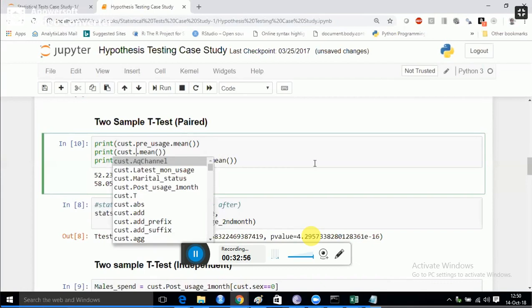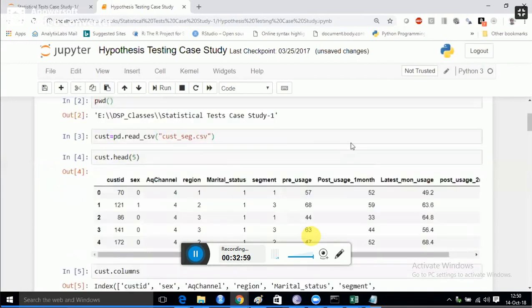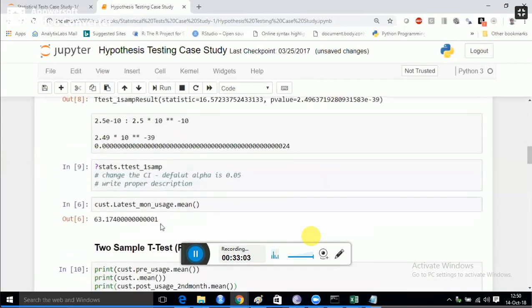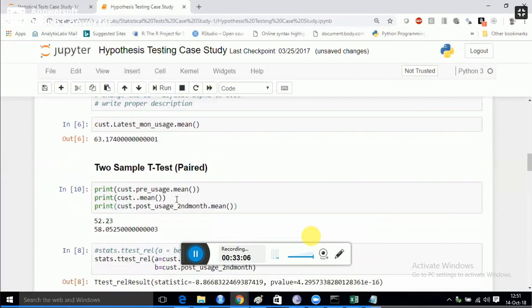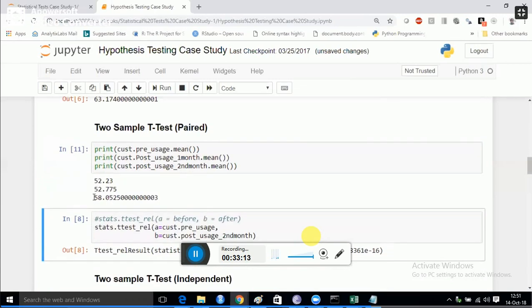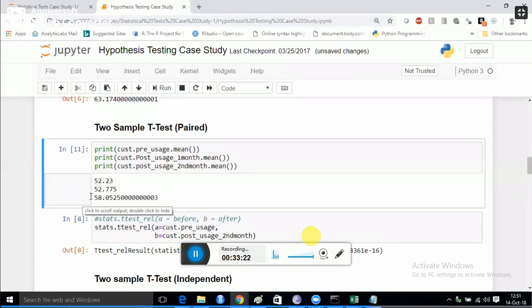What is the column name here? Post underscore usage 1 month. Okay, so capital P. What can you say from these means? First one, that might not have improved much, but 52.23 and 58 might be an improvement. So we have to check if 52.23 is significantly different from 52.7 or not.